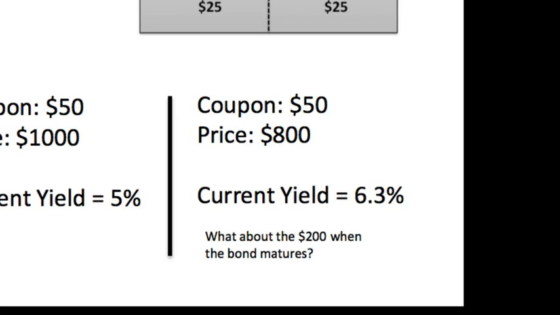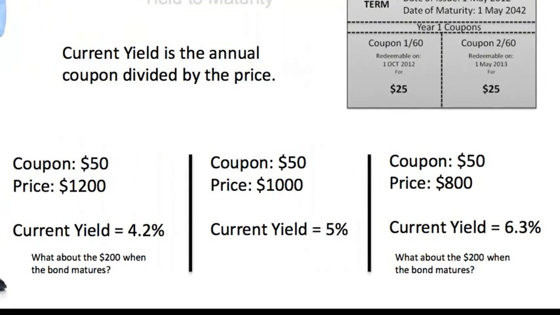So in this example, we're talking about the same exact bond, no difference in the bond, just the price at which he's buying that bond at and how that price is affecting the yield. Now the problem with the current yield, and which you're going to find out later, is that it doesn't account for the amount of money that you lose or gain whenever the bond matures.